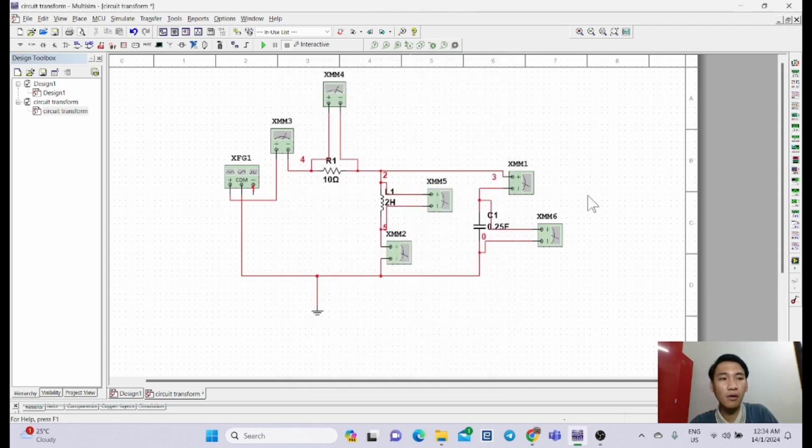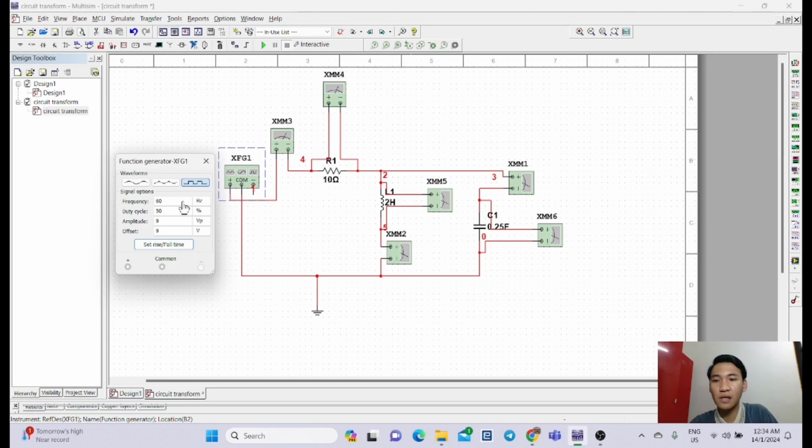After that, we can choose our source. Our source is the function generator. We can find it here. And then we set our function generator as our source. We double click, and our frequency is 60 Hz. Our duty cycle is 50%. Amplitude is 9 volt, same as our manual calculation. And then offset is 9 volt, so it will shift up to be the same as our manual calculation. And do not forget to choose our waveform, which is square wave.